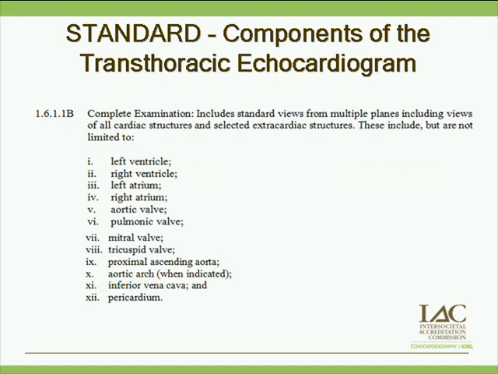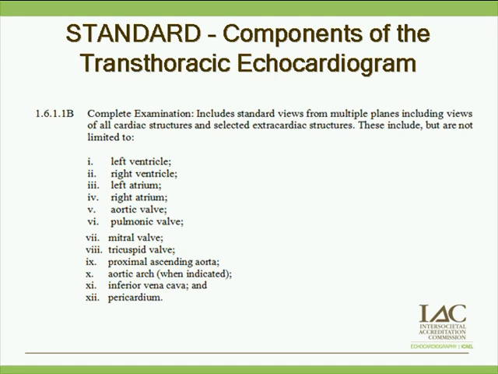And these are the standard views from multiple planes, including views of all cardiac structures and selected extracardiac structures. And here, this is the list. You have to view the images of the left ventricle, left atrium, right atrium, aortic valve, pulmonic valve, mitral valve, tricuspid valve, proximal ascending aorta, aortic arch. When indicated, when is it indicated? It's indicated for cases of aortic stenosis, severe AI, rule out dissection, and the list goes on.